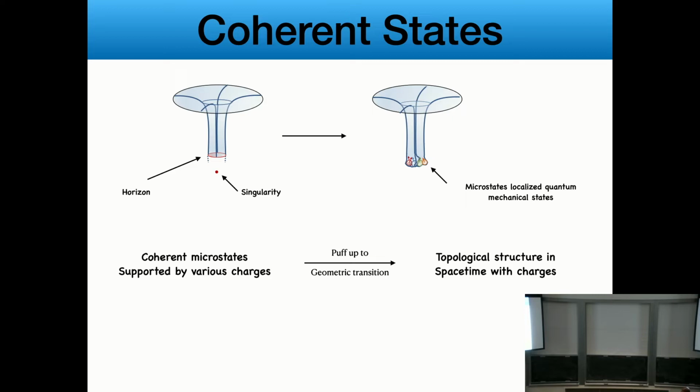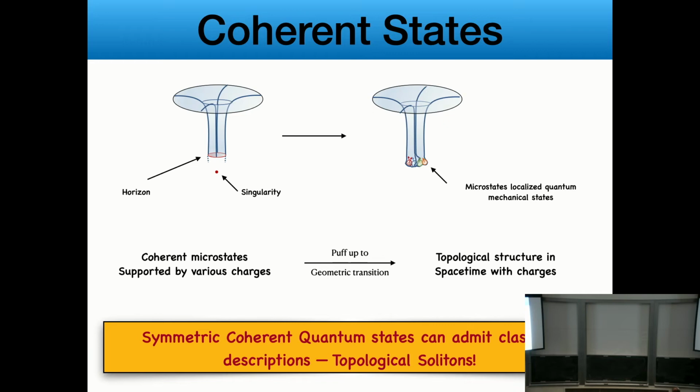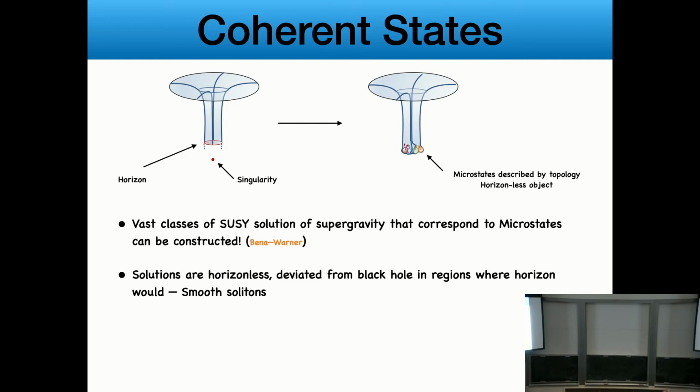So one of the other things you can ask is, if I consider these microstates, which are generically quantum mechanical, I don't have the tools to describe them, are there some that are coherent enough or have enough symmetry that I can describe using the classical theory? To this question, the answer is yes. So symmetric quantum states can admit classical description, and these things I will call topological solitons for reasons that will become clearer soon. So you can ask, can I find such an object? So we go back to our little toolbox, which is supersymmetry and supergravity. And there we can find many examples of these microstates, these coherent states, which are described by geometry, and I will try to elaborate more on them.